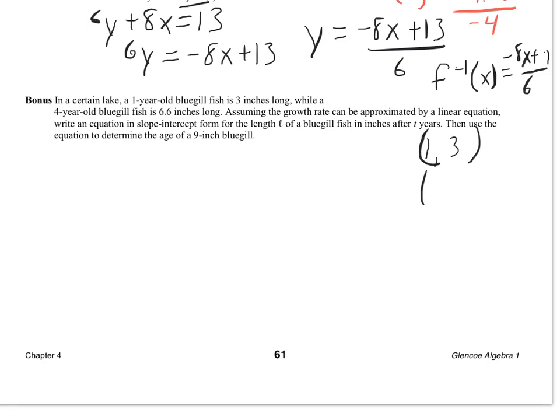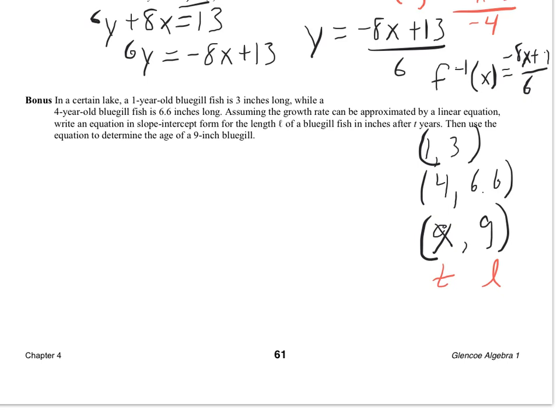All right, so let's assume that 1 year means 3 inches, so let's make that as a coordinate, and let's go 4 years is 6.6. Okay, what we want is, we want to know what's x when y is 9, or what t is. In our case, they chose to use this as the letter T and this is the letter L.